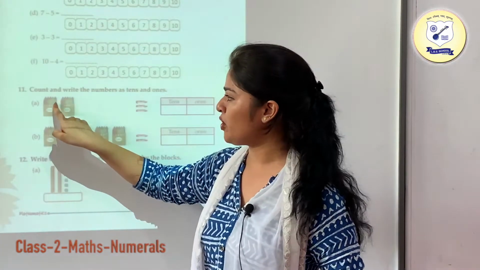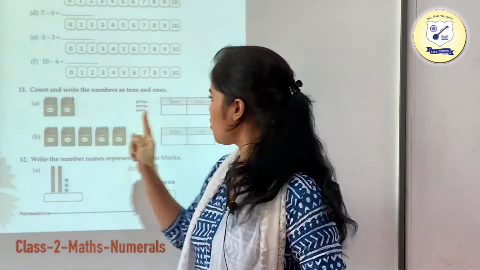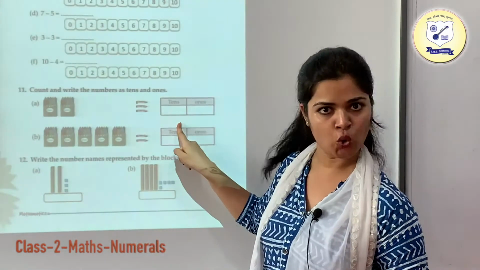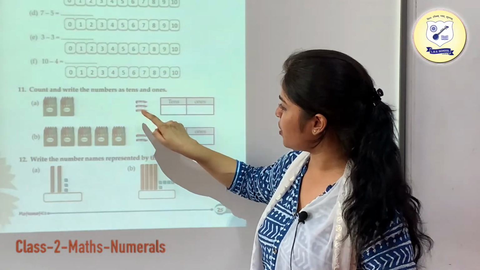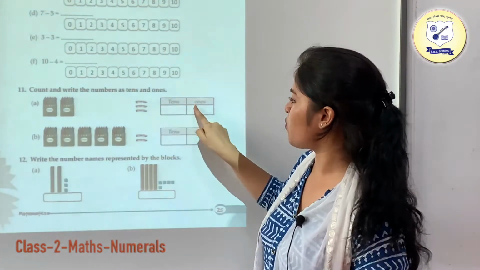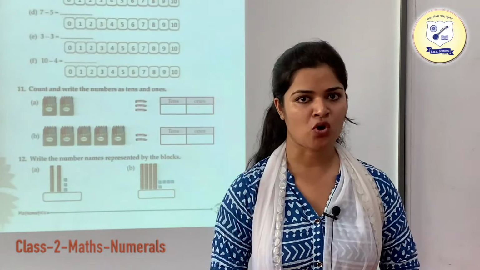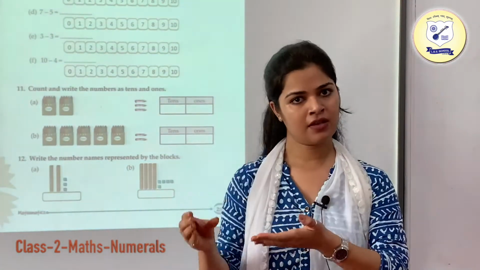So this is going to be 10 plus 10 is going to be 20. So your tens place is going to be 2 and this unit place is going to be 1, 2 and 3. So what you need to write is 3 in this box. So your number is going to be 23.